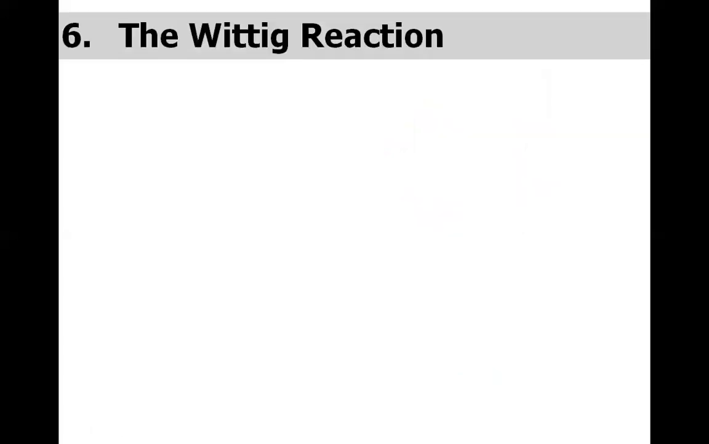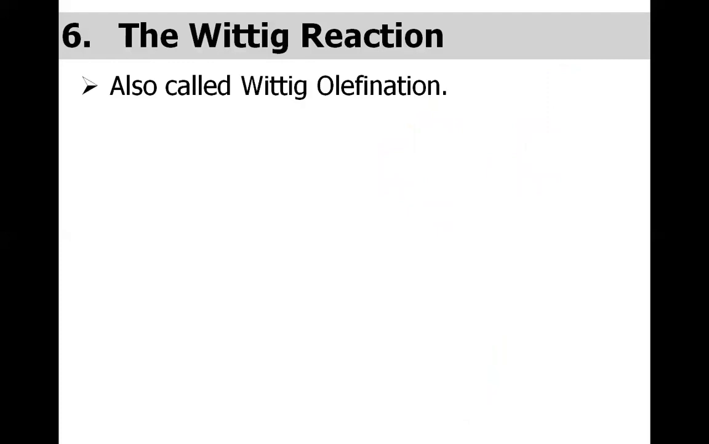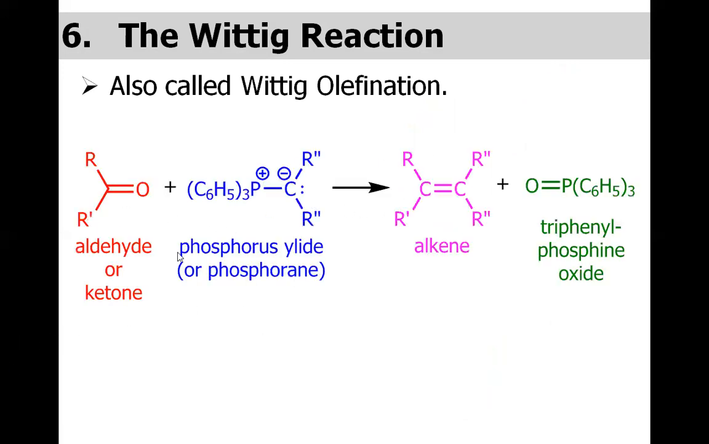Now let us discuss the Wittig reaction. This reaction is also called the Wittig olefination because we have the formation of the olefin, that is the alkene, from the carbonyl. If you consider the general Wittig reaction, just consider the red molecule at the time, which is the aldehyde or ketone, and this pink molecule, which is the alkene.